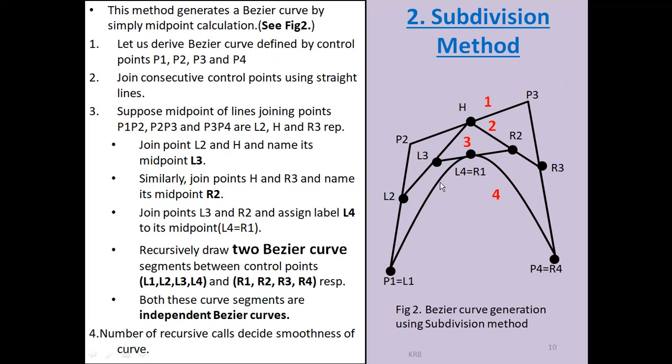As you can see in the diagram, first of all we have considered the line segments between the points P1, P2, P3, P4. Then we have taken the midpoint of line L2, H and H, R3, and then the midpoint of line L3 and R2. We iteratively break down the line segments to get the final smooth curve. This is the goal of the subdivision method, that is, to form a curve which is smooth.